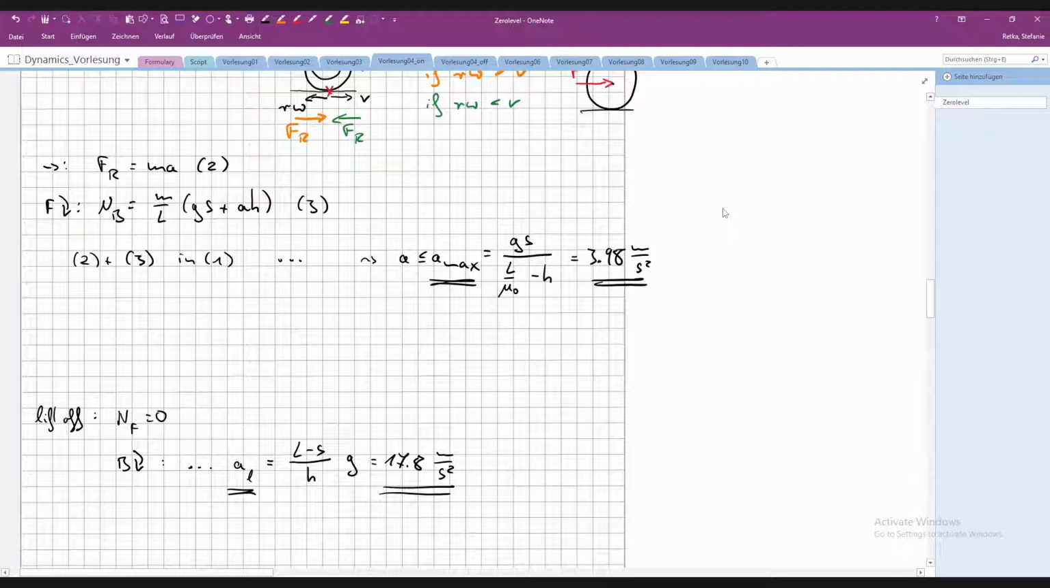And of course, in this case, the acceleration is greater than before, meaning that the back wheel is slipping. And if the back wheel is slipping, then our equation number 1 for the force of friction cannot be used anymore, cannot be applied because there is no static friction on this back wheel.